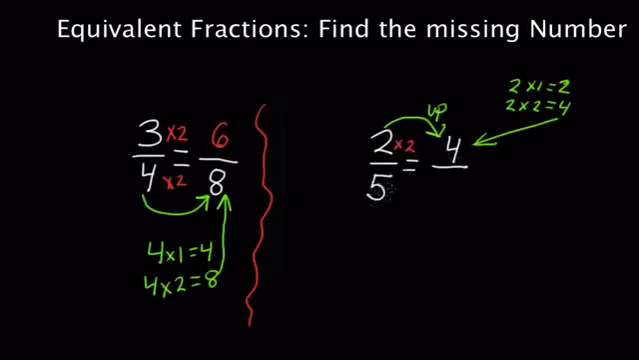So we have to do it to the denominator too. So 5 times 2, it's just the rule of fractions. Whatever you do to the top part of the fraction, the numerator, you do to the bottom part of the fraction, which is the denominator. So 5 times 2 is 10, and there we go. There is our equivalent fraction. 2/5 is equal to 4 over 10.